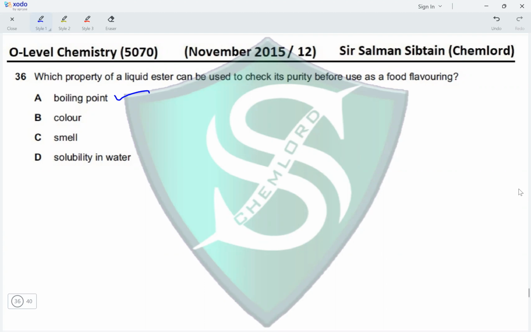Colors can be different. Colors are not checked for purity of anything. Neither are smells, and neither is solubility in water. The greater the Mr of the ester, the lesser would be its solubility in water. And the lower the Mr of the ester, the greater would be its solubility in water. This has something to do with Mr, nothing to do with boiling point or other purity. Therefore, the correct option for this question is option A.